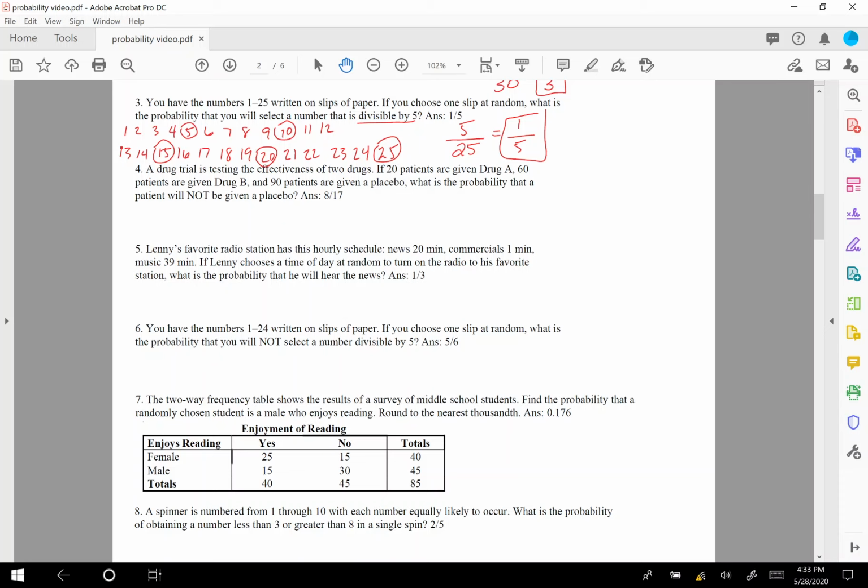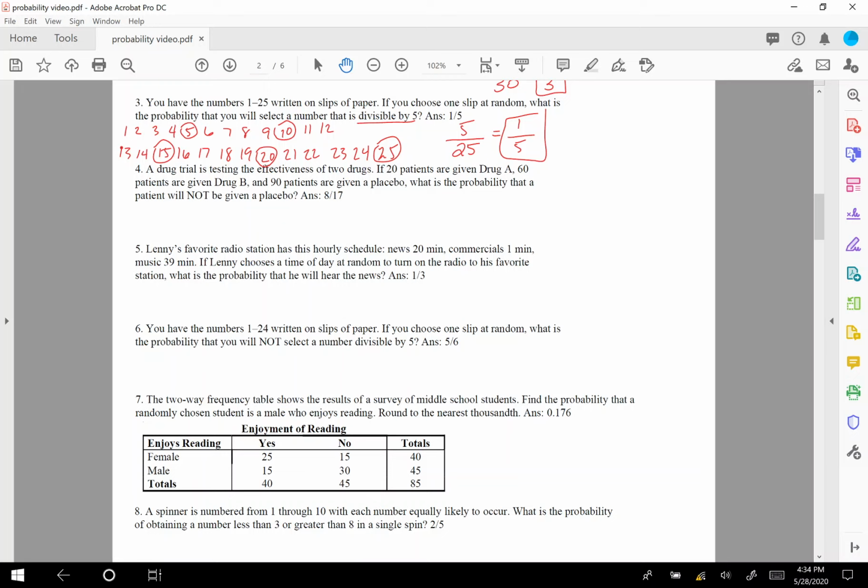Okay. A drug trial is testing the effectiveness of 2 drugs. If 20 patients are given drug A, 60 patients are given drug B, and 90 patients are given a placebo, what is the probability that a patient will not be given a placebo?